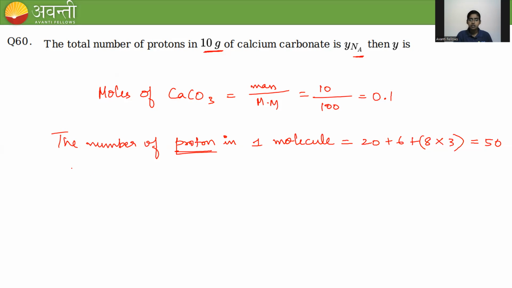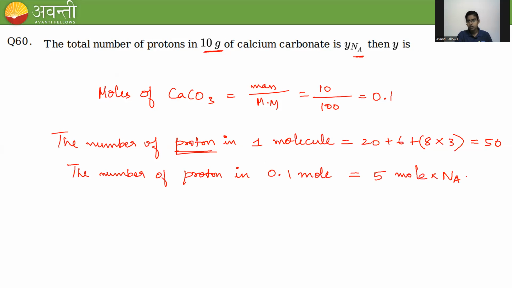Now we have to find out the number of protons in 0.1 mole of the substance. It is equal to 5 mole, that is 5 mole into Avogadro number. Okay. 0.1 into 50 is going to be equal to 5 mole into Avogadro number, where the value of Y is 5. It's very easy, right? So we are finding out the number of protons for one molecule, and from that we are getting it for 0.1 mole of the substance. Got it?